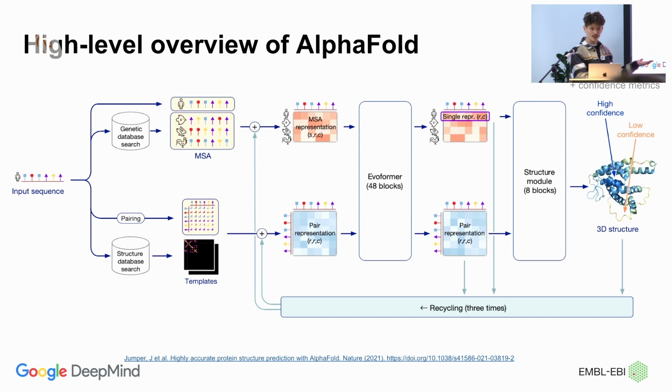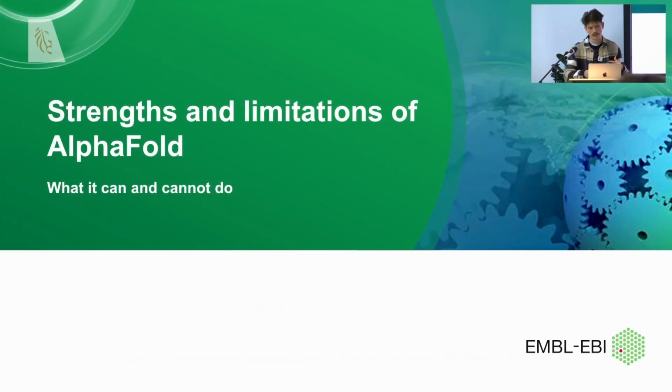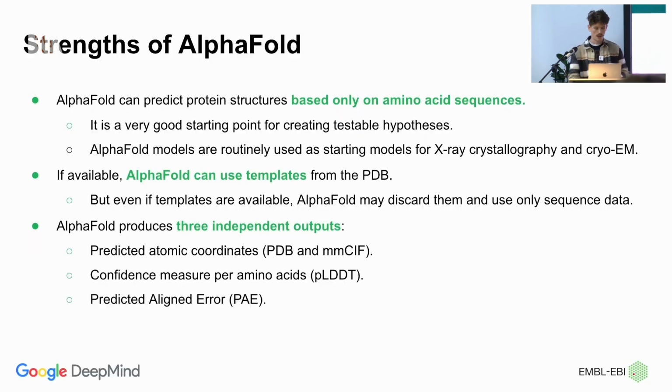I was going to go through this, but I won't spend too much time on it, so I'll skip over it for now. I want to focus more on what you can do downstream with the models that we get from our AlphaFold database resource. So I thought I'd highlight again, as a reminder, some of the strengths and limitations of AlphaFold, the things it can and can't do.